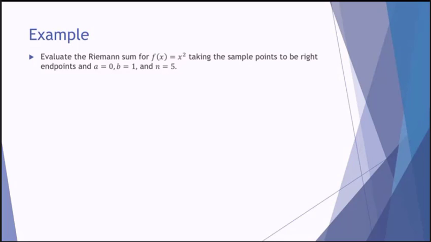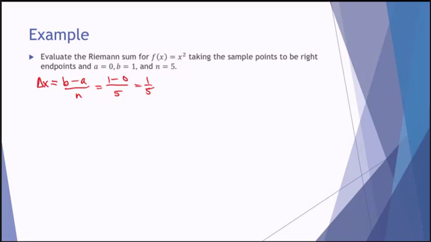So this is not an integral yet. So we want to calculate our width, delta x. It's b minus a divided by n. B, the right endpoint, is 1. A, the left endpoint, is 0, and we are using 5 rectangles. So the width of each subinterval is 1/5.